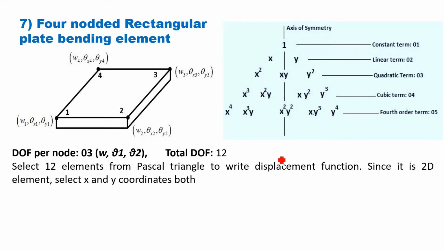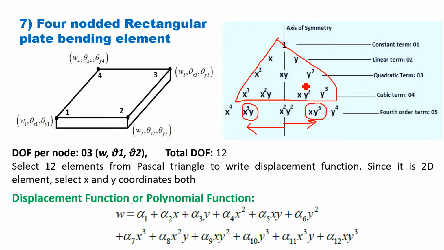While selecting, if you are having two options, then one more property of the Pascal triangle comes into the picture, and that is always select elements which are nearer to the axis of symmetry. If this is the axis of symmetry, the nearest element to this axis of symmetry is this. So always select the element which is nearer to the axis of symmetry. So we should select these two elements, and with these 10 elements the total becomes 12, right? And all these elements will be multiplied by generalized coordinates. So this is the final expression of W.